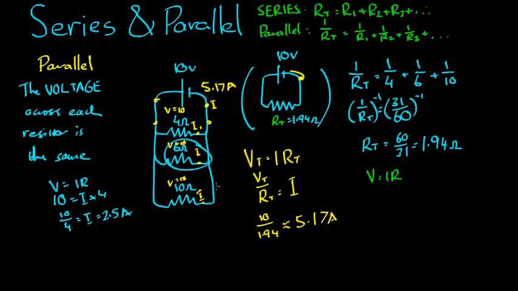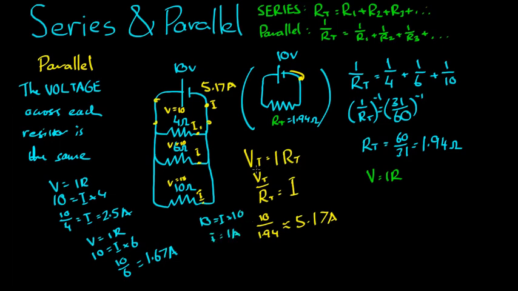Now we can find I2. V equals IR, V is the same 10, I is what we want to find, times 6, so 10 on 6 is equal to 1.67 amps. And finally down here we have 10 is equal to I times 10, I equals 1 amp. So we have 2.5 amps going through here, 1.67 going through here, and 1 amp going through there.